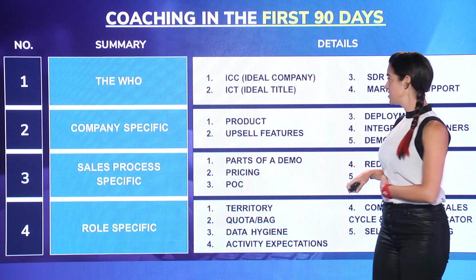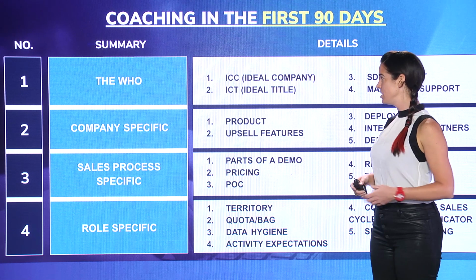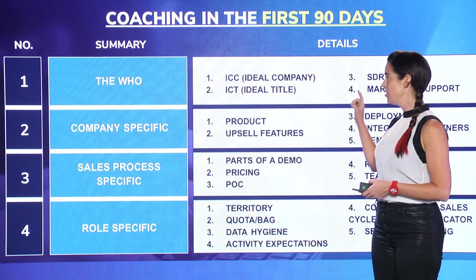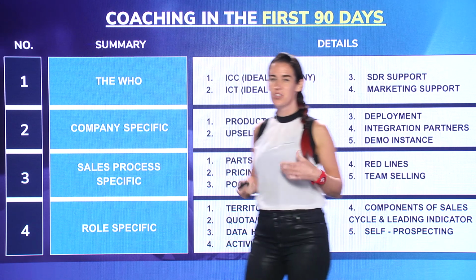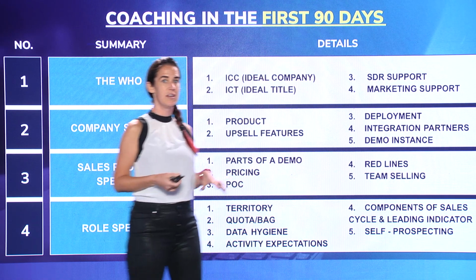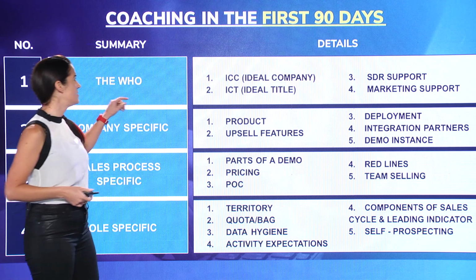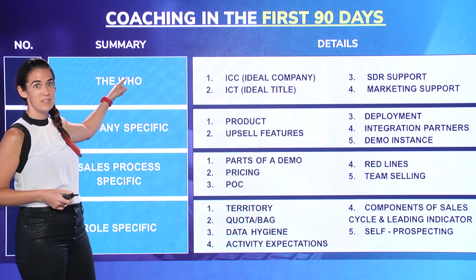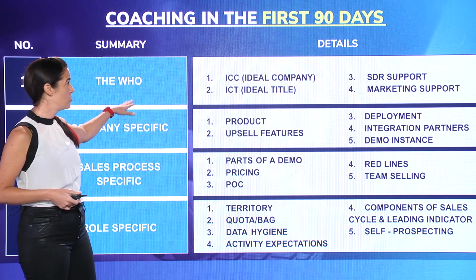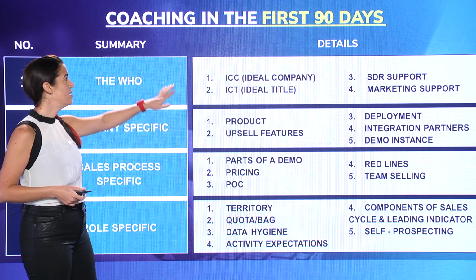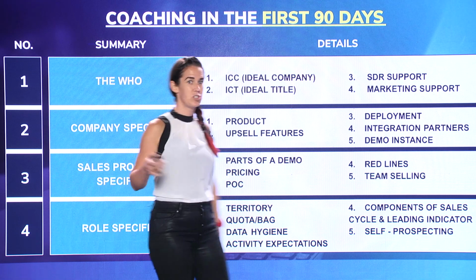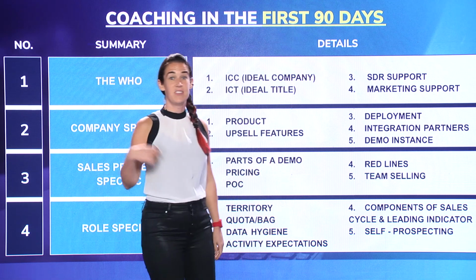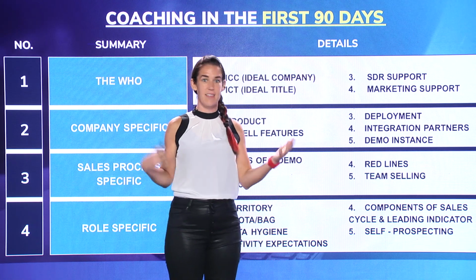Account executives, in the first 90 days, I am coaching on the following 4 items: the who, company, sales process, and role specific. Very, very close to what an SDR is doing, but some key differences. The who is ICP, ICT. Who are we selling to? Who is the person within the organization? What kind of accounts? What does the SDR support look like, the marketing support? Number 2, company specific. If it's an account executive, they've probably done the thing before, right?